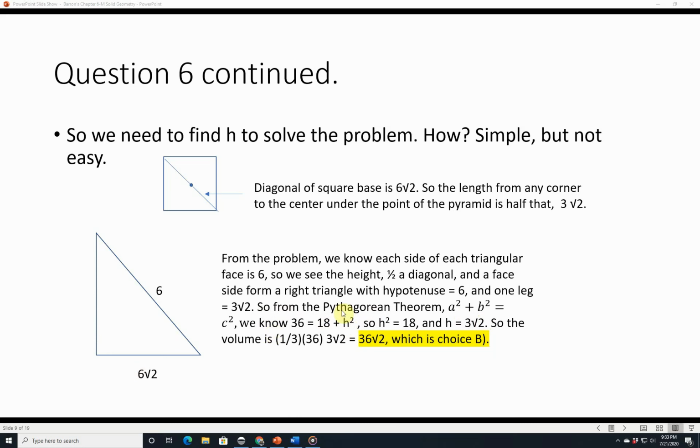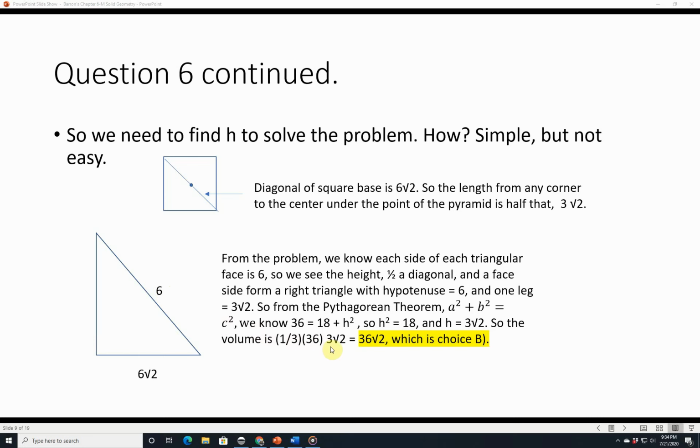Anyway, we know that this squared is 36, this squared is 18. You subtract 18 from 36, you should be able to figure out that h squared is also 18. Therefore, h has to be equal to 3 root 2. So this is actually an isosceles right triangle. So we know that this is 45, this is 45. And because this is going to be 3 root 2, 3 root 2, this is going to be 3 root 2 times root 2, which is 6.